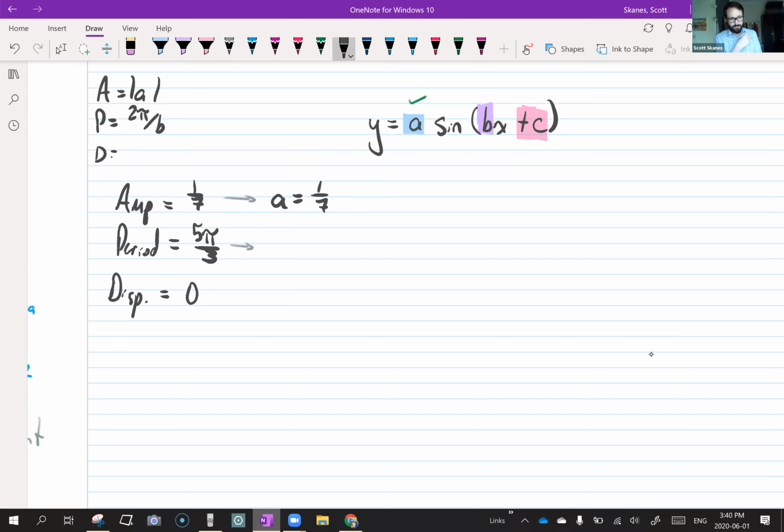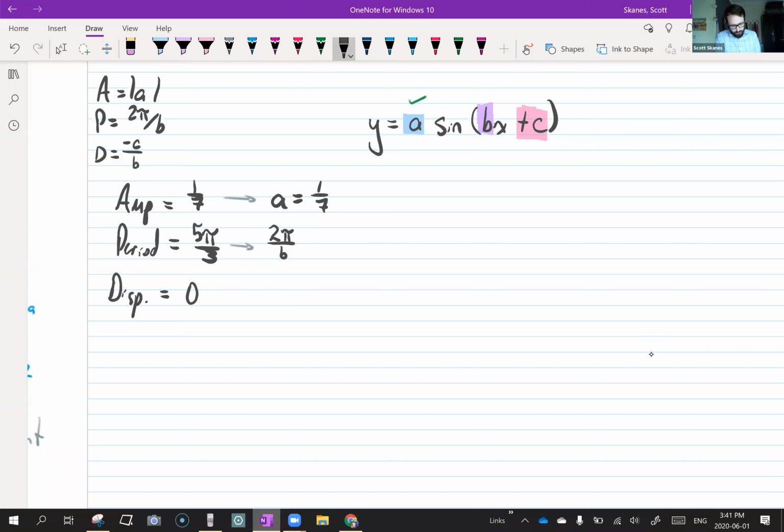Displacement, also known as phase shift, also known as phase angle, also known as horizontal shift. Anything that describes something that moves the graph sideways is negative C over B. Good job, Ali. Negative C over B. So in this case, if we want period, we know that period was given as 5 pi over 3. So we need to work backwards.